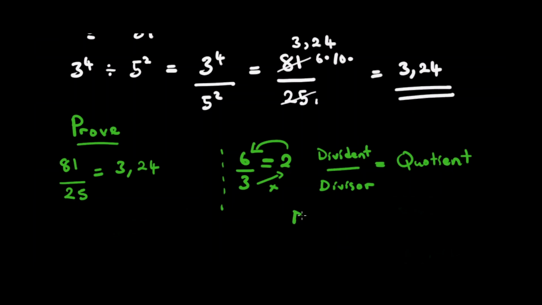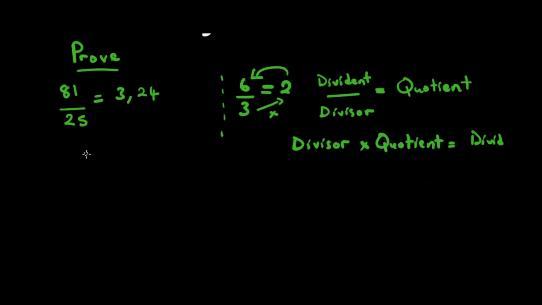So zvazviri kureva ndezvekuti if we take our divisor, we multiply it by the quotient, we are going to get the dividend. Our divisor multiplied by the quotient is the dividend. Saka tikashandisa the same property here, tikati 25 which is our divisor, tikaimultiply na 3.24 which is the quotient, tinofanira kuwana 81. And doing so should prove our answer. Ngatizviitei tione. 3.24 times 25.